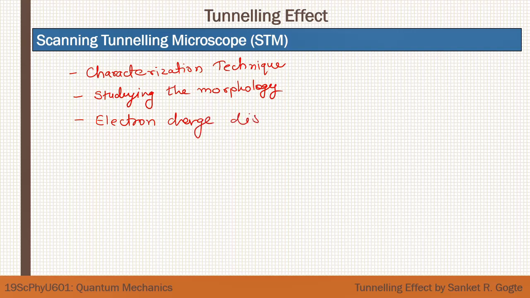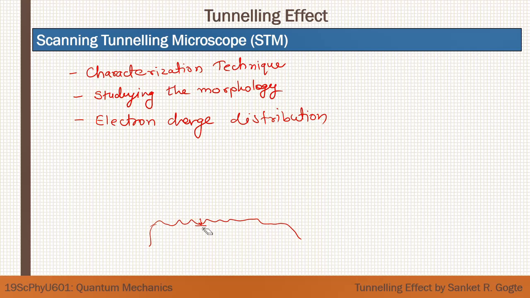Distribution on the surface. So how is this done? It is done as follows. The basic principle is this. Suppose you have this surface which you want to study, where these uneven regions are of very small length. They are of the order of nanometers. Only a few atoms are there.